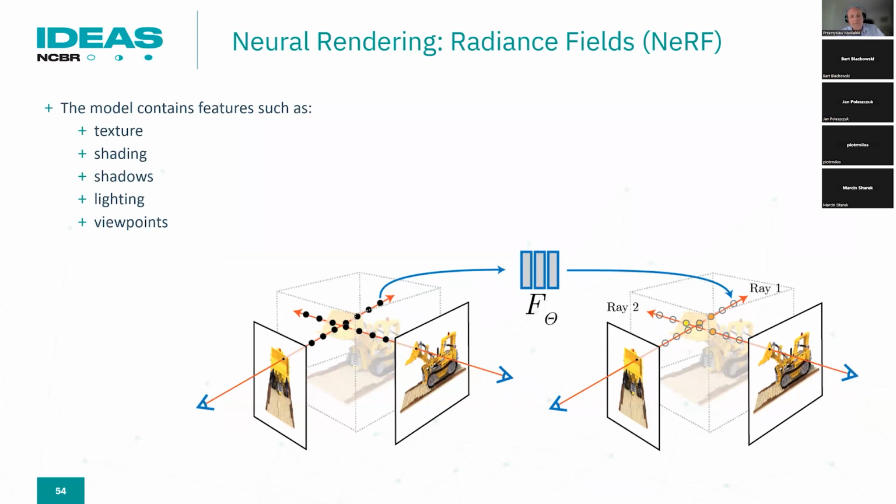So what's the idea here? What is the field? The field is a function which maps the XYZ position and the direction of the viewing vector, given by two angles, to RGB plus the density. We only need two angles to represent the direction of the vector in 3D space.